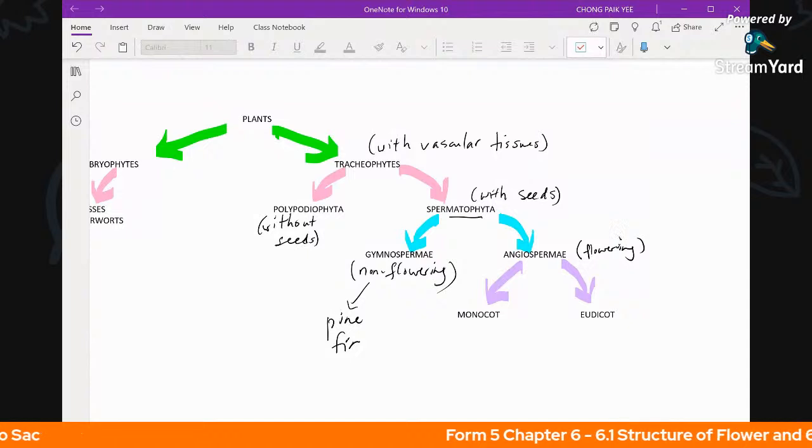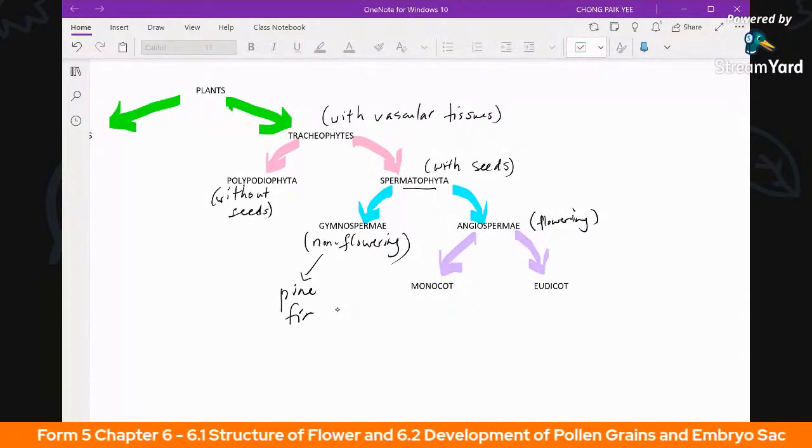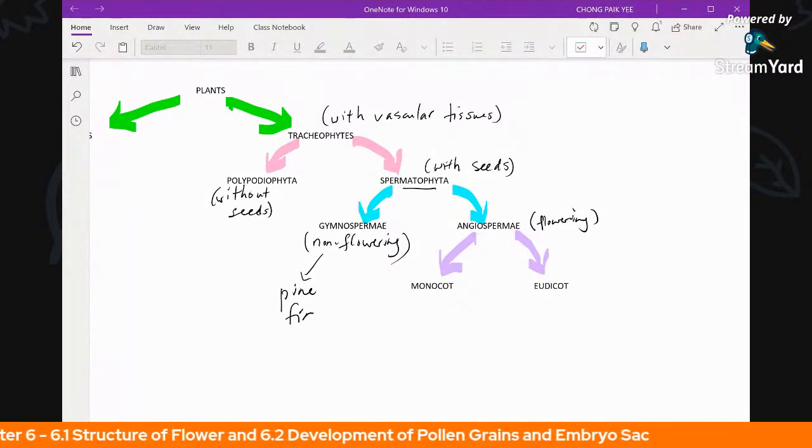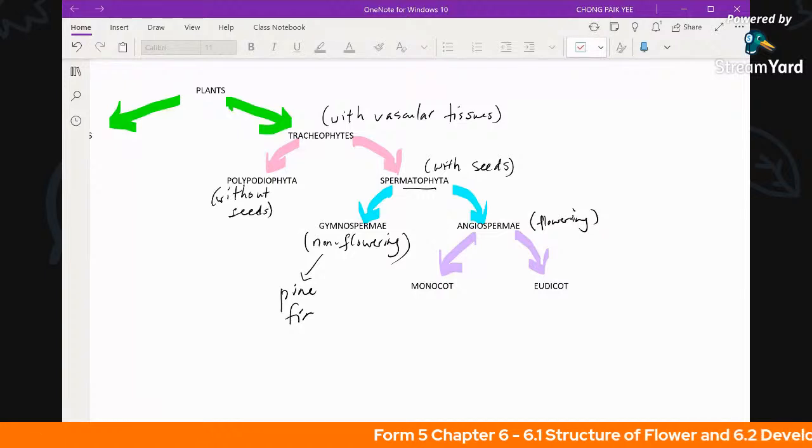Flowering plants. And under flowering plants, we will have monocot and eudicot. Monocot has its own characteristics. For example, the leaves are a bit long and they have parallel veins, whereas for eudicot, you have network-like veins. These are the characteristics that you know of. So this whole chapter, chapter 6, is for flowering plants.